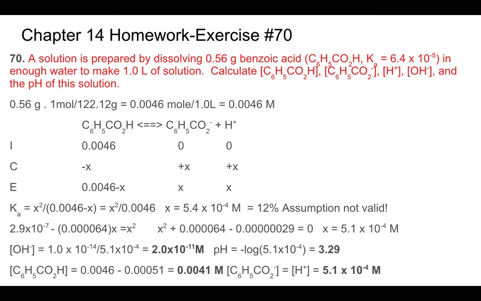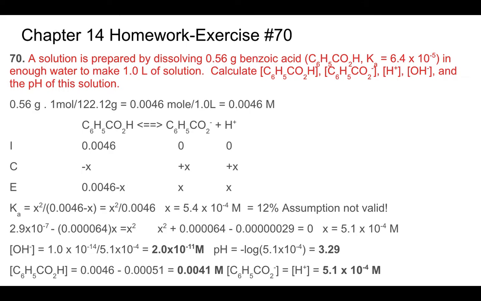Number 70, 0.56 grams of benzoic acid in water. Wants to know all of the ions, concentrations, and the pH. So this is a weak acid, gonna give us a Ka, 6.4 times 10 to the minus 5. They also are making us solve for the molarity. So 0.56 grams times 1 mole over 122.12 grams, which is the molar mass I got when I added up C6H5CO2H, is 0.0046 moles. They said we had 1.0 liters, so that's 0.0046 molarity.